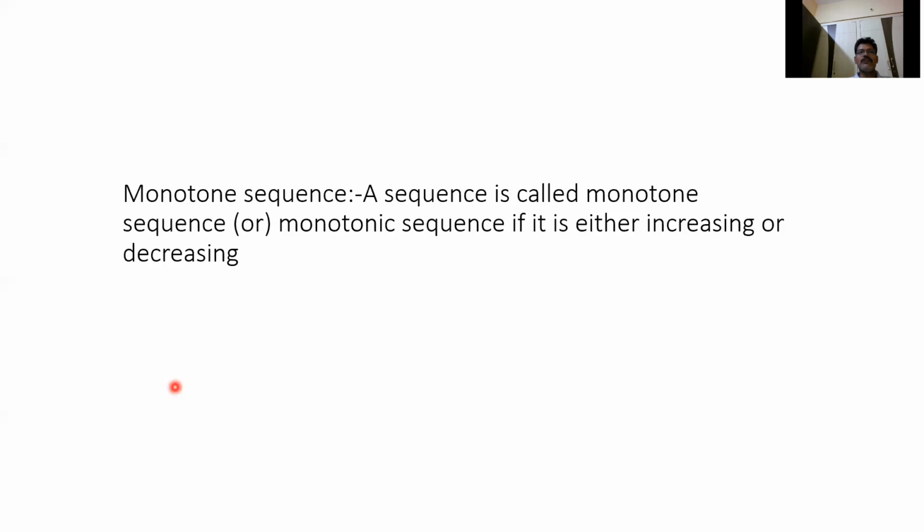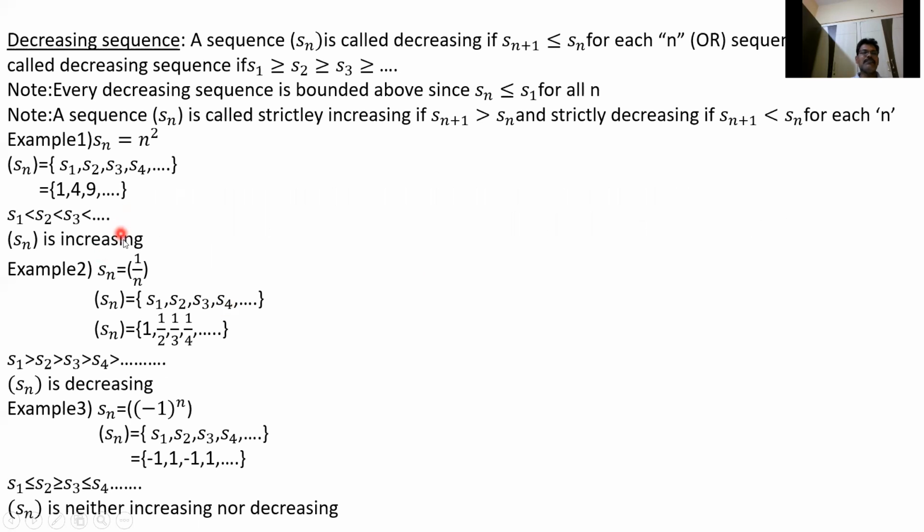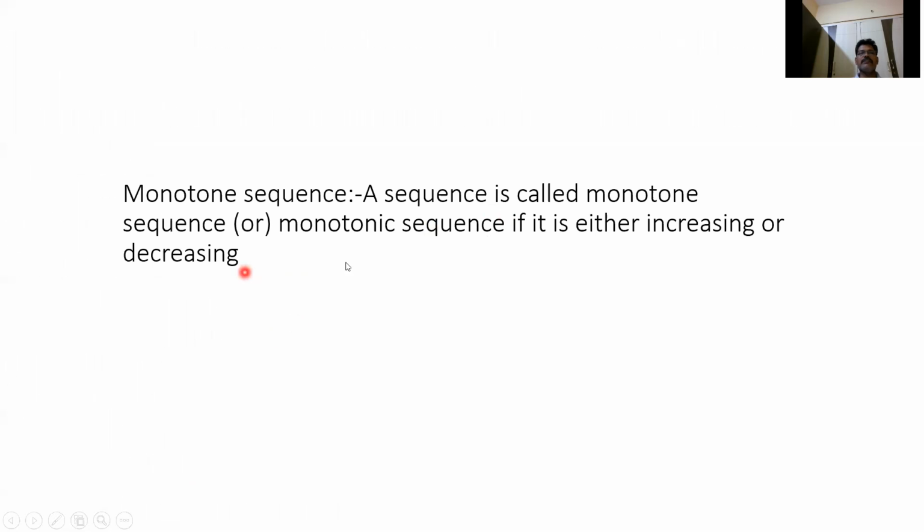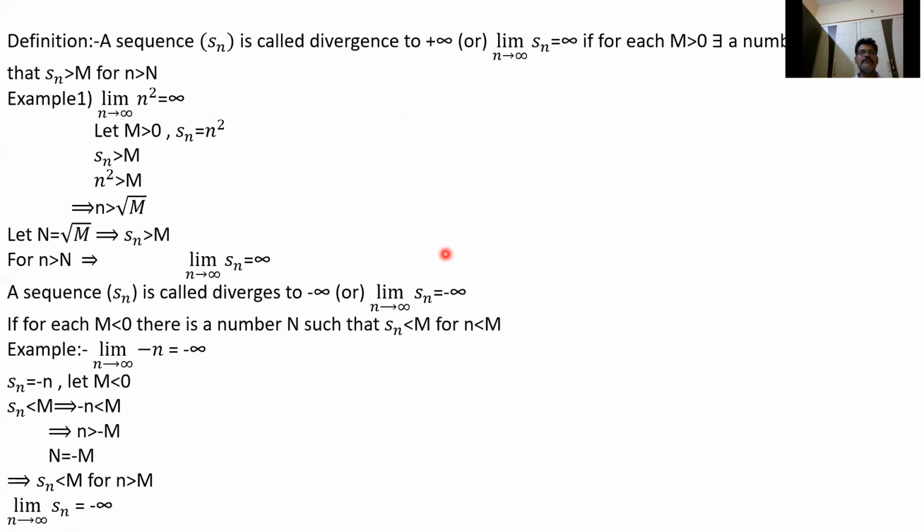A sequence is called a monotone sequence or monotonic sequence if it is either increasing or decreasing. For example, the first is a monotonic sequence because it is increasing. The second is also monotonic, it is decreasing. The third one is not monotonic because it is neither increasing nor decreasing. So a monotonic sequence means a sequence that is either increasing or decreasing.